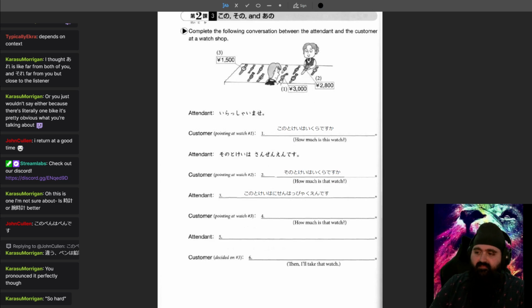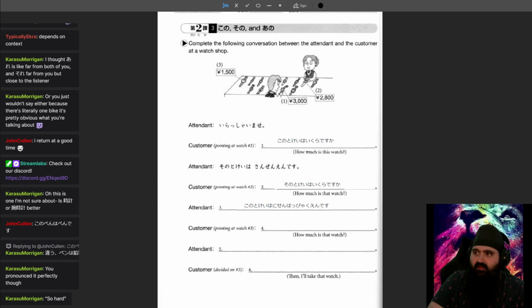That's right. Yep. Customer pointing at watch number 3. How much is that watch? Ano tokei wa ikura desu ka? Ano tokei wa 1500 yen desu. Perfect.